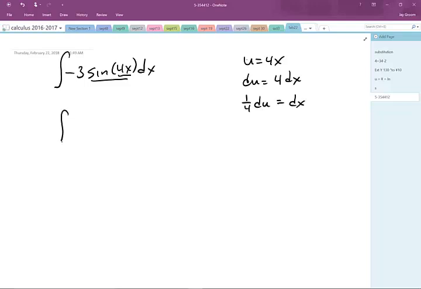So all I'm going to do is start substituting. I'm going to pull that negative 3 out front. That's okay with you. It's freaking me out. Sine of u. And then I'm going to replace my dx with a 1/4 du. Look at it. Yes? I'm just substituting.